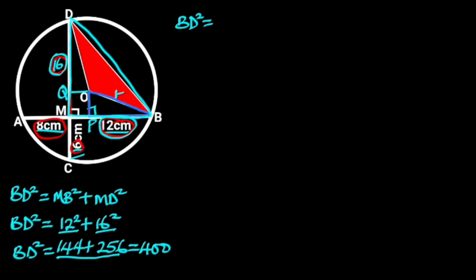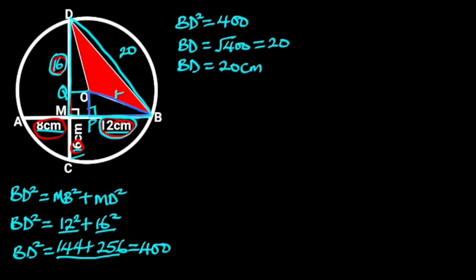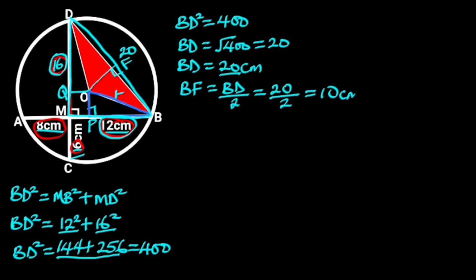Now that we have BD square as 400, let's find BD by taking the square root of both sides. It follows that BD equals square root of 400, which is 20. Hence, BD is 20 centimeters. Next, let's draw a perpendicular line from the center of the circle to line BD. Let the point of intersection be F. Recall that a perpendicular line drawn from the center of a circle to a chord bisects the chord. It follows that BF equals BD divided by 2. BD is 20, so 20 divided by 2 is 10 centimeters.